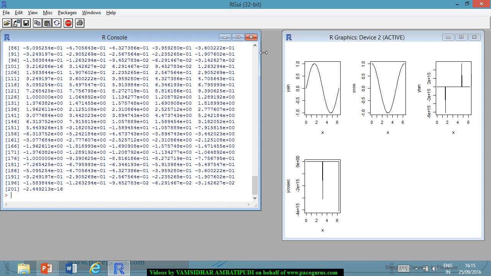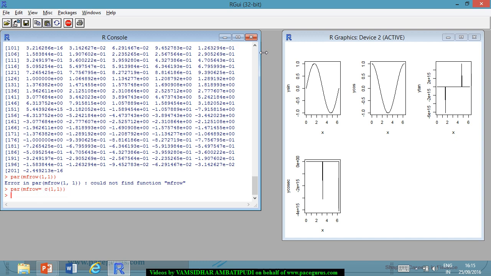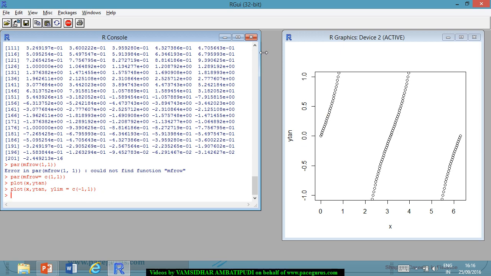And when I am plotting, let me take it on a single screen itself. For mfrow, c(1, 1), so that let me observe it. Now let me plot x comma y tan. So this is how my y tan is coming out. Right, the interval is having a problem, so let me set my interval. It's better that I set my y limit between -1 and +1. Then I'll get it very clearly. Right, so this is how my tangent curve is typically coming.